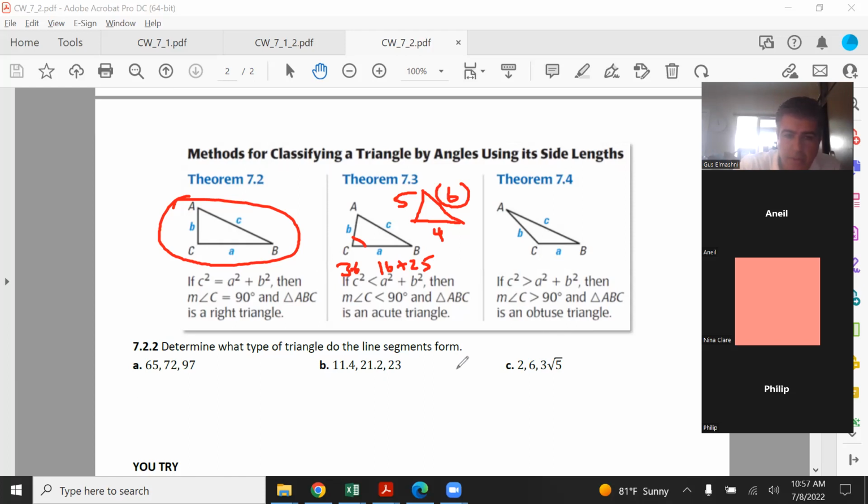So here, what type of triangles do we got? Well, let's do 65 squared. Let's do 72 squared. Let's do 97 squared. Let's just do those all individually to see what happens. And then we'll do likewise 11.4 squared, 21.2 squared, 23 squared, 2 squared, 6 squared.